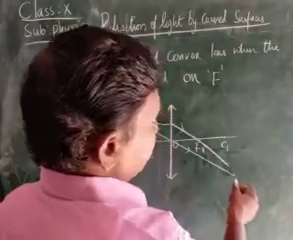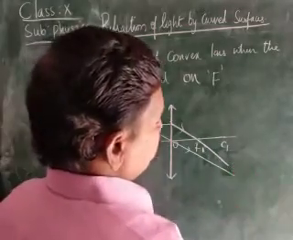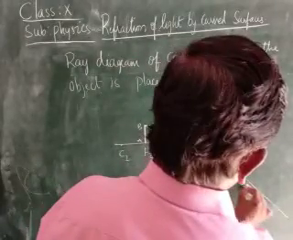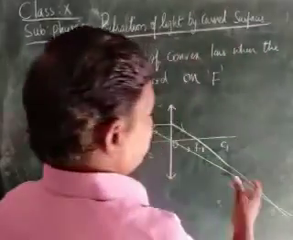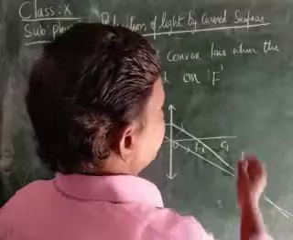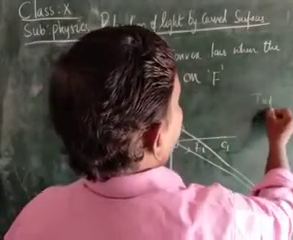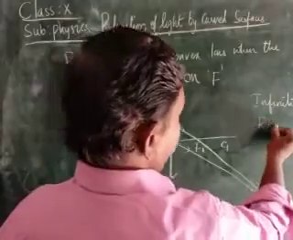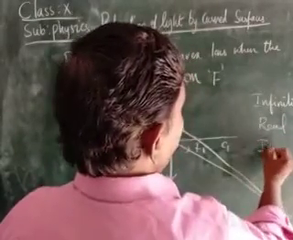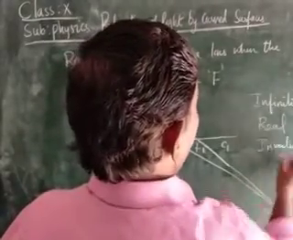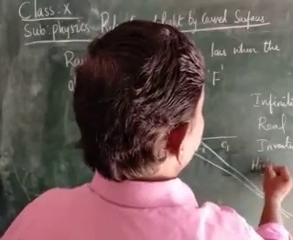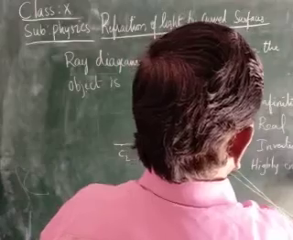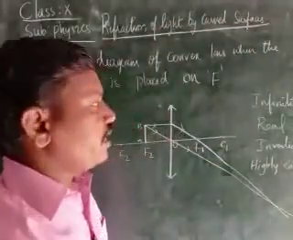Here, children, they are not meeting over here, but if they are extended like this, they will be meeting somewhere. Therefore, here we don't know where they meet. Therefore, here we say that the image is formed at infinity. It forms a real image, inverted image, and highly enlarged image. Highly enlarged image, children.